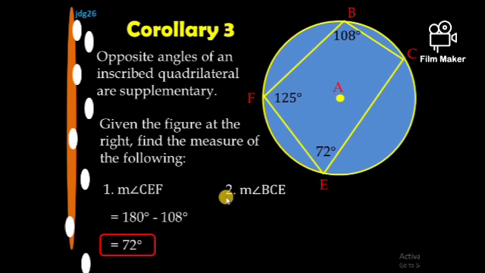Next is number 2, measure of angle BCE. Find the measure of angle BCE. So, ito yung angle. Now, the opposite angle is, ito naman, si angle F, which is 125 degrees ang measure. So, ang gagawin lang natin, tulad kanina, i-minus natin yung given na angle na 125 degrees from 180 and it will give us 55 degrees. And that's it.